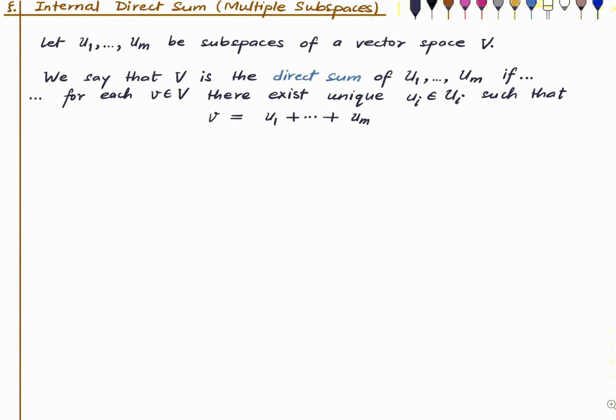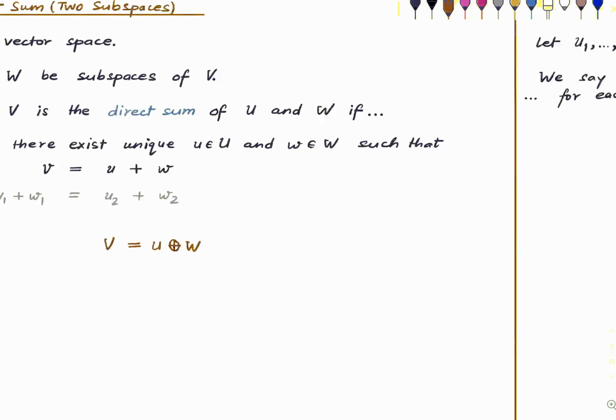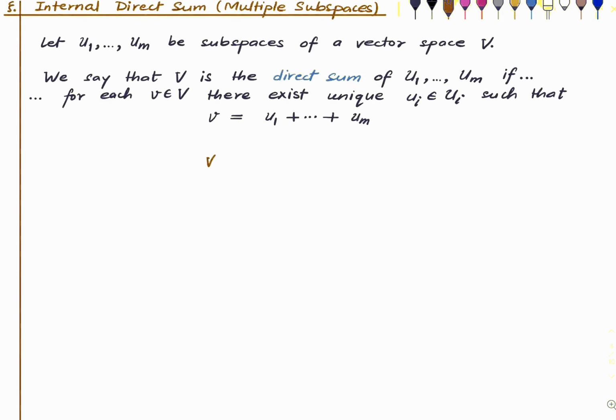And one thing I forgot to mention, what is the notation? When we have, suppose V is the direct sum of U and W, we write V as U and then this funny plus and a W. And here we write V as U1 funny plus up to Um. Right, so that's just a notation to express all this in one shot.